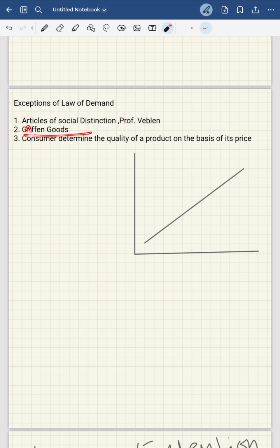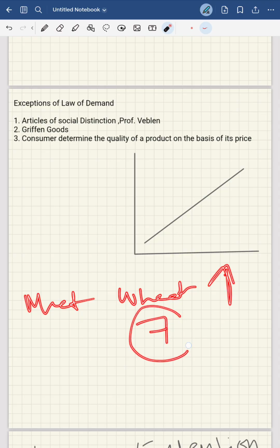Next is Giffen goods. It is Giffen goods, not Griffin goods. Giffen goods are special kinds of inferior goods whose demand will not decrease when their price rises. For example, I am consuming meat and wheat. When the price of wheat will rise.